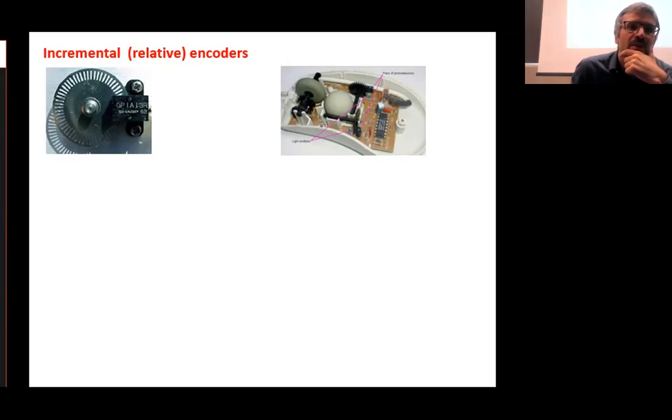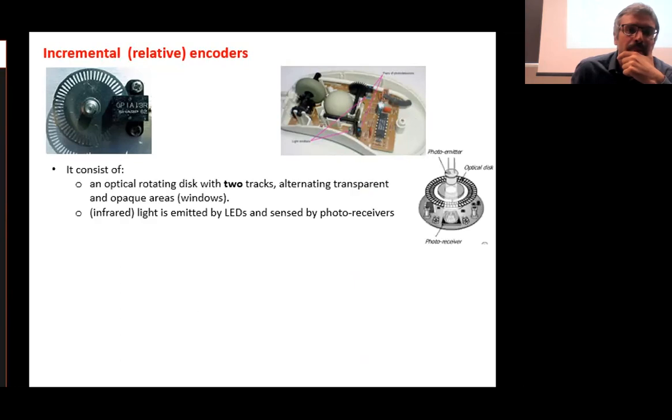And these encoders are the ones that you have, for example, in a mouse. They are put at 90 degrees. One measures the position in the X direction, and the other one measures the position in the Y direction, and they are put in rotation by the mouse sphere.